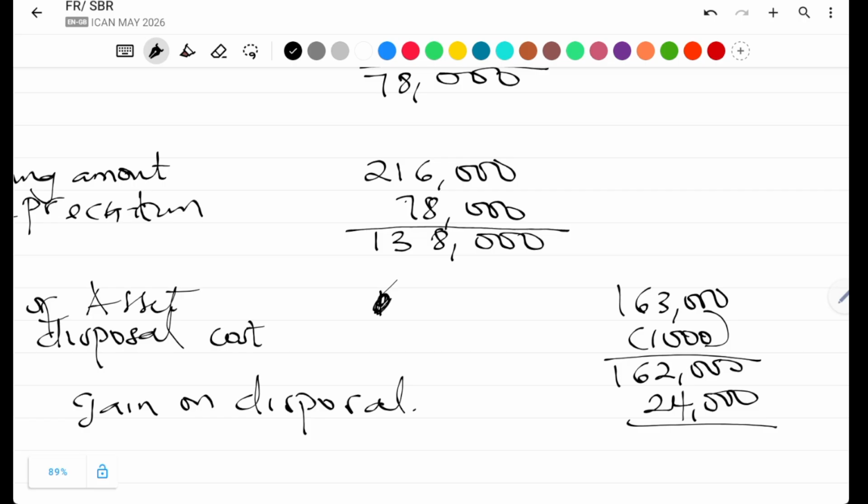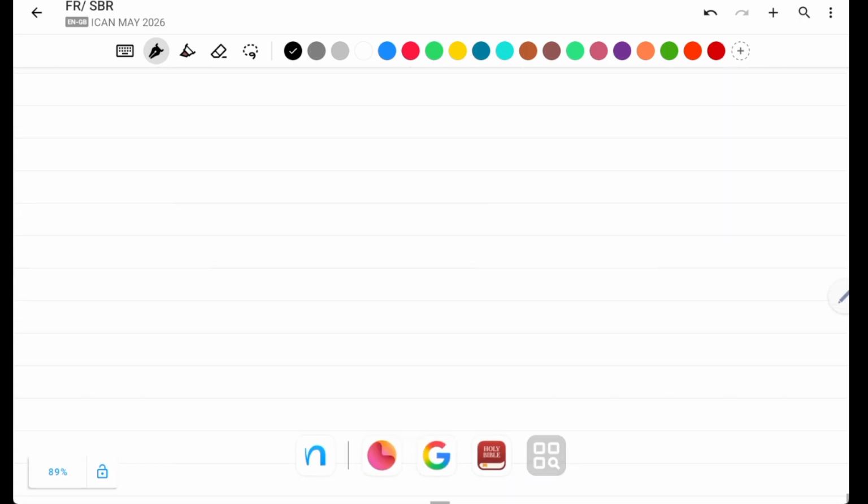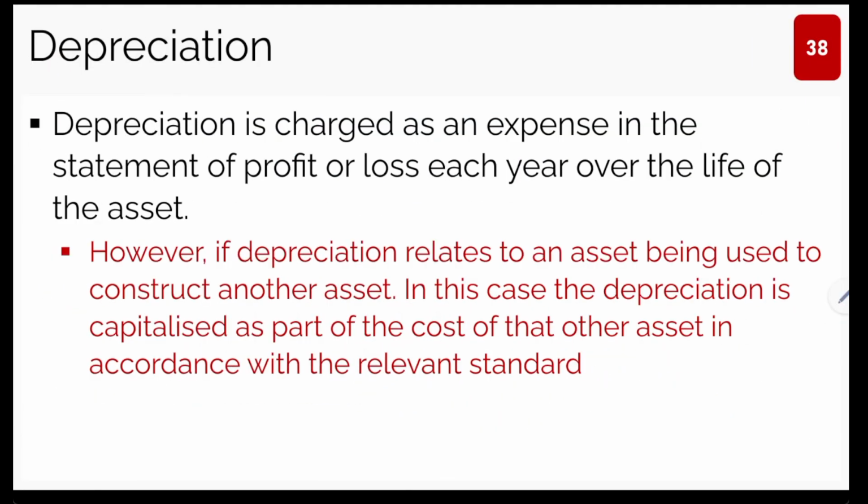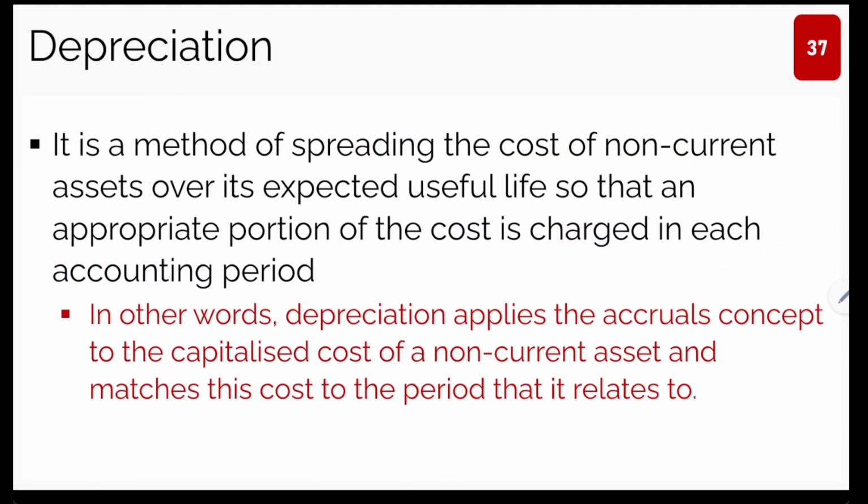Okay, yeah, that's it. So let's go to the next component. We're done with that part. Let's go to slides. So we're done with this. So let's get to depreciation. Yes, we're going to be dealing with depreciation. We need to understand what to do.